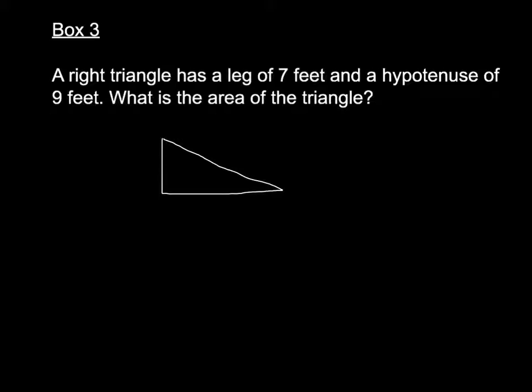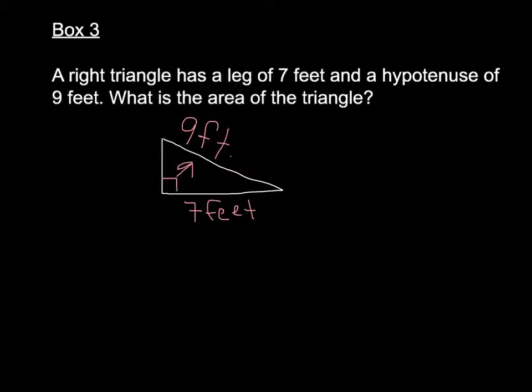Let's label it. Put a little right angle. We'll put our leg right here, 7. It doesn't matter which side you put the leg on. But make sure you make the longest side, the side across from the right angle, that's your hypotenuse. So we're going to label that 9 feet.